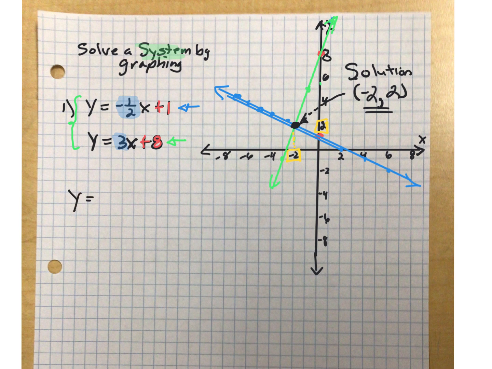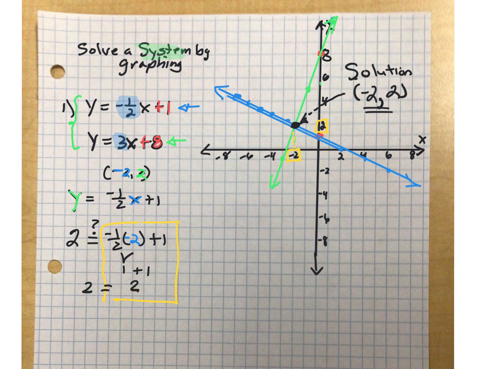Remember, the first equation was y equals negative 1/2 x plus 1. We're going to substitute negative 2 where the x used to be, and substitute 2 where the y used to be, and see if we get a true statement. I like to put a question mark above the equals sign. So negative 1/2 times x plus 1, and we're replacing x with negative 2. Then we work this side of the equation. That gives me a positive 1, and 1 plus 1 is 2. See, we got 2 on both sides, so it did make the first equation true.